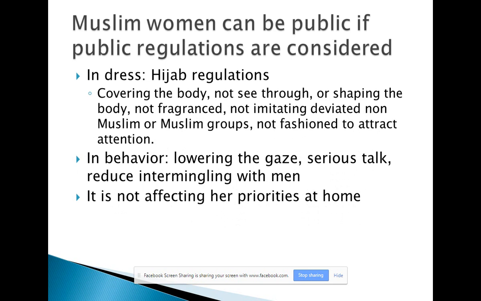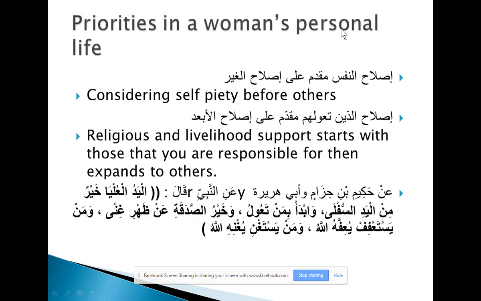Number one, hijab. And two, behavior, hijab in behavior: lowering the gaze, serious talk, reducing intermingling with men, and if it's not affecting her priorities at home. Now, the priorities in a woman's personal life: number one, considering self-piety before others. In other words, you consider your own self and your family's piety before you consider the public's piety.